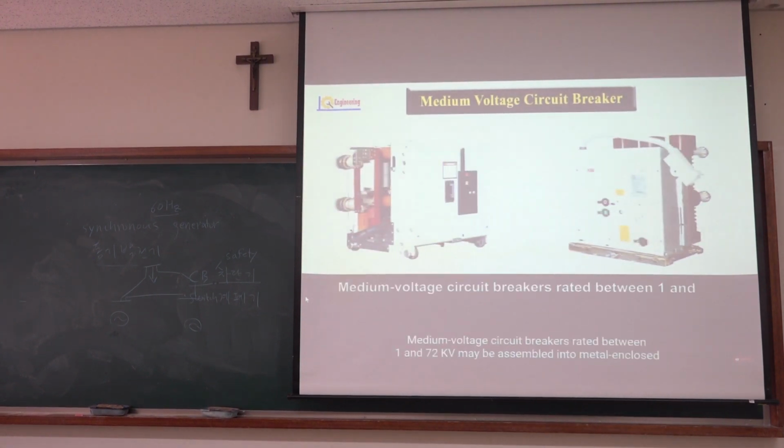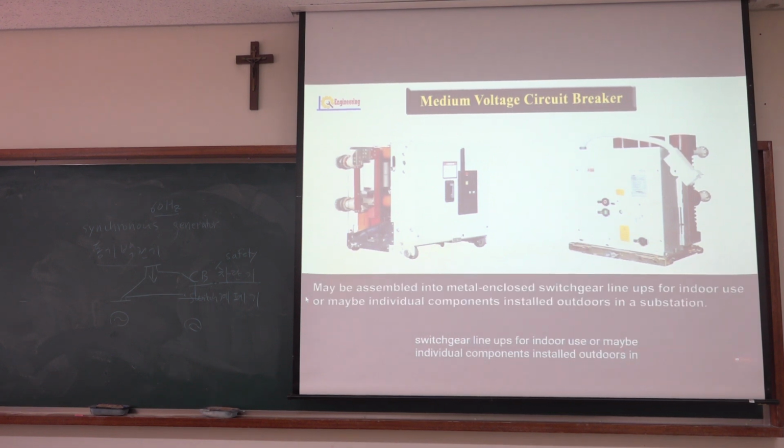Medium voltage circuit breakers rated between 1 and 72 kV may be assembled into metal enclosed switchgear lineups for indoor use or may be individual components installed outdoors in a substation.